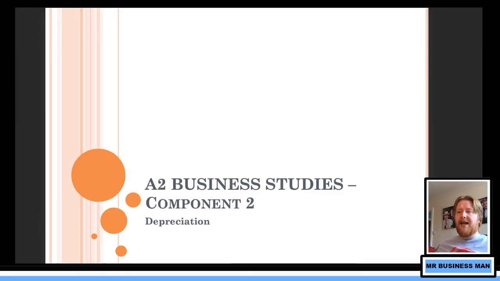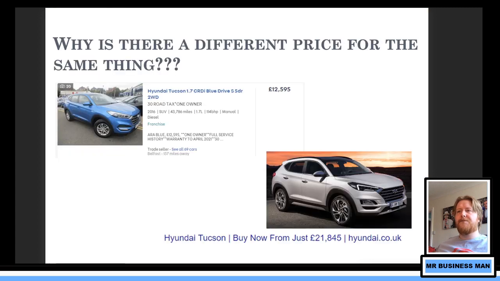We're going to have a little look at depreciation. The reason that I talked about these together is because depreciation is included a lot on your financial documents and things like that. I'm not going to spend ages on this, so don't worry. We've not got ages to do on this. So it says, why is there a different price for the same thing?